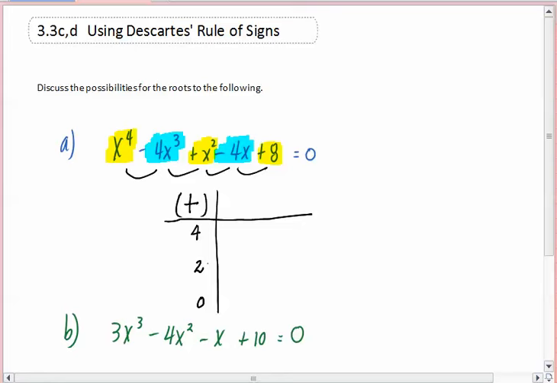Okay, so let me say that again. The number of sign changes: 1, because this was positive to negative, that would be a sign change. Negative to positive is a sign change. Positive to negative, and then negative to positive. That's 4. So I write 4, and then I write the number that's less than that by an even number. So the next one would be 2, and the next one down will be 0.